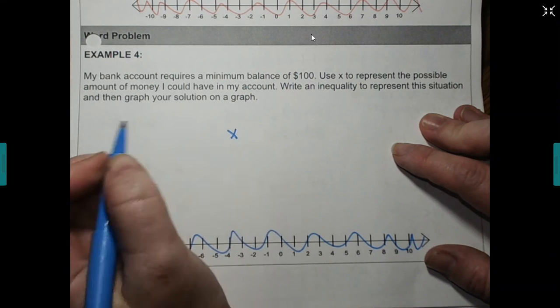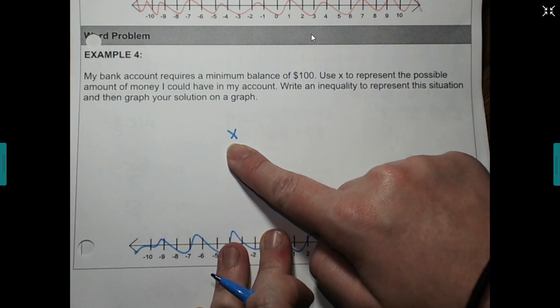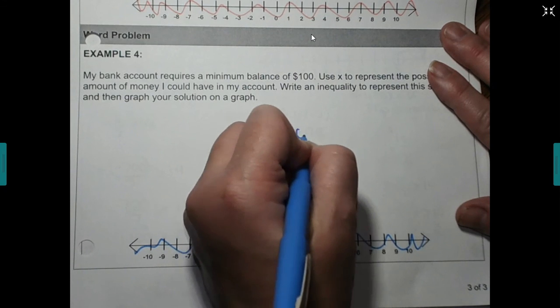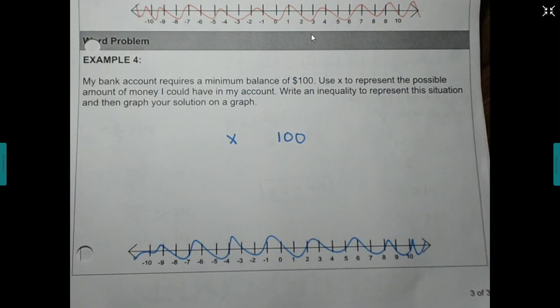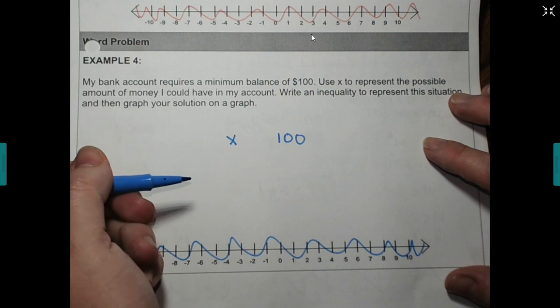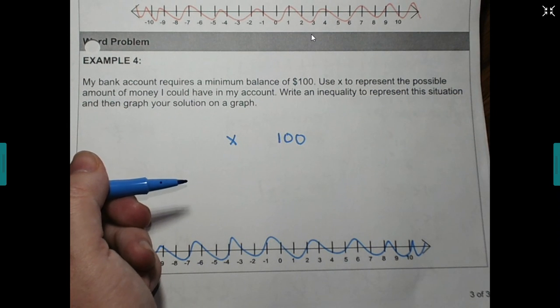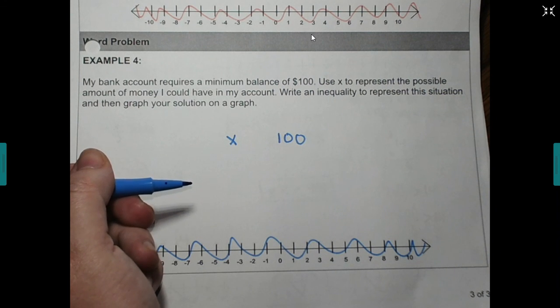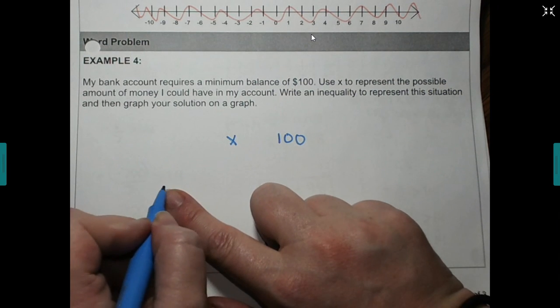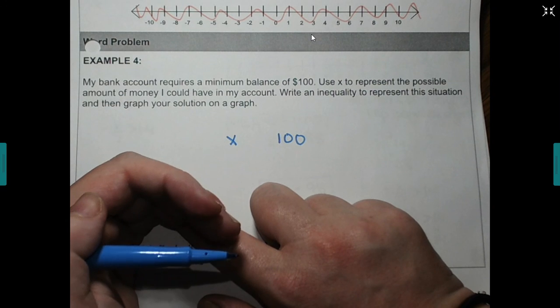So I know that X is the amount of money, right? And I know that 100 is my critical number. Okay? Minimum balance. Minimum means it's like the bottom. It's like the minimum purchase or something. It's always the bottom, the lowest you can go. The minimum age to vote is 18, right? So the minimum is the lowest.